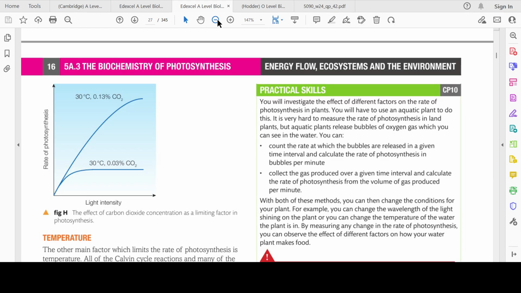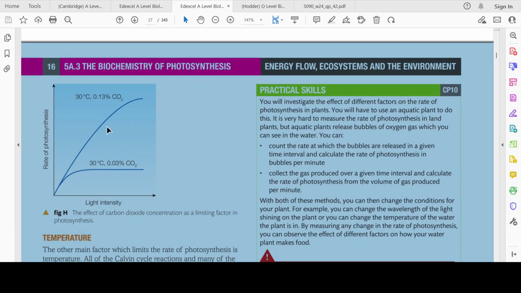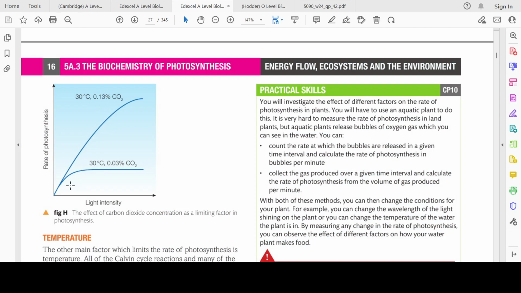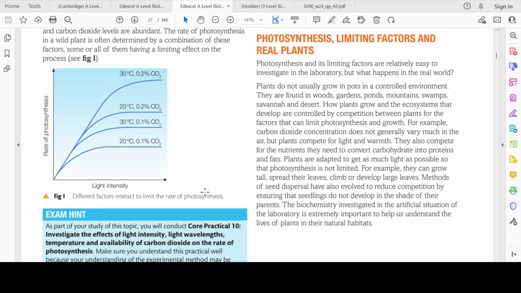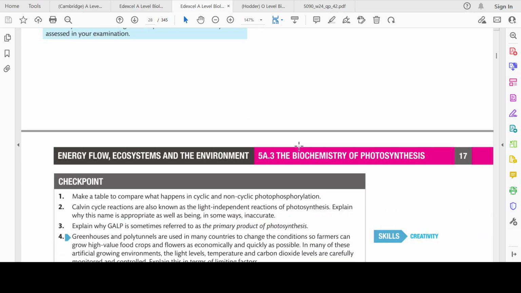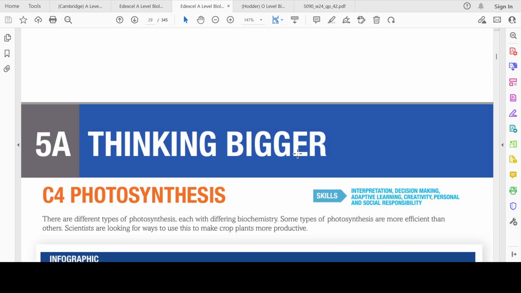So this is a graph where you've got 0.03, so that is atmospheric concentration, and then you've got 0.13, that's obviously much higher, it's about a tenfold increase or so. And as you increase the light intensity, you can see, ooh, right, rate of photosynthesis really shooting. Okay, and that is all about the limiting factor. You can read this paragraph about the limiting factors in real plants. I talked about it during the explanation, and that is the end of this chapter.